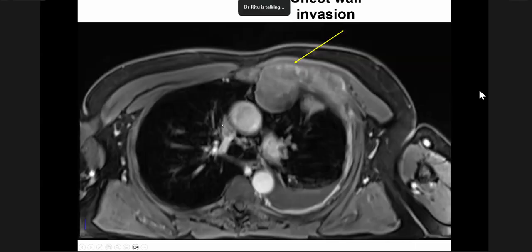This is frank chest wall invasion. In a case like this, a surgeon may resect this tumor and actually take 1 or more ribs with the tumor. And so this is not unresectable.